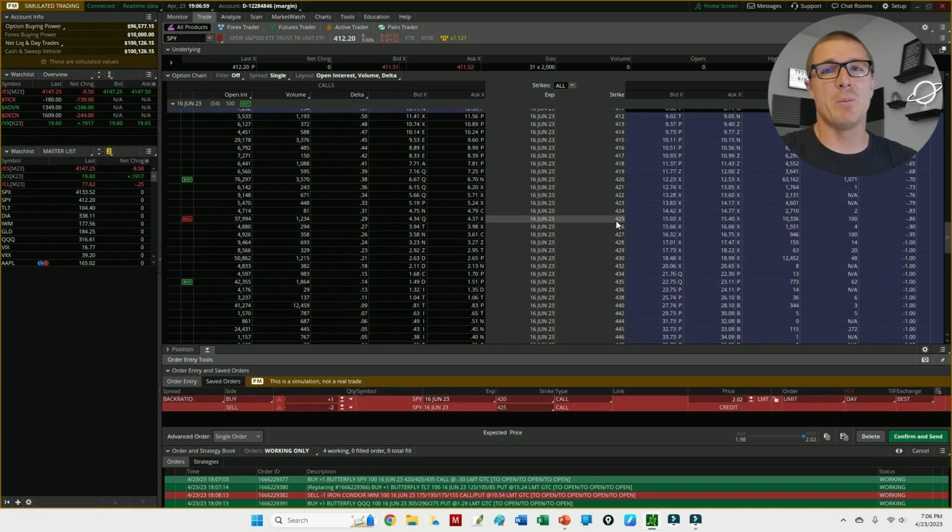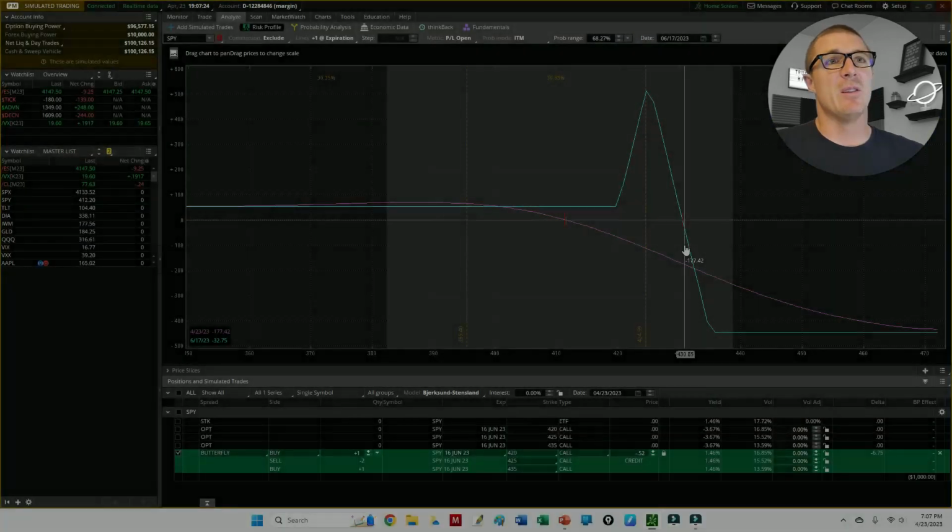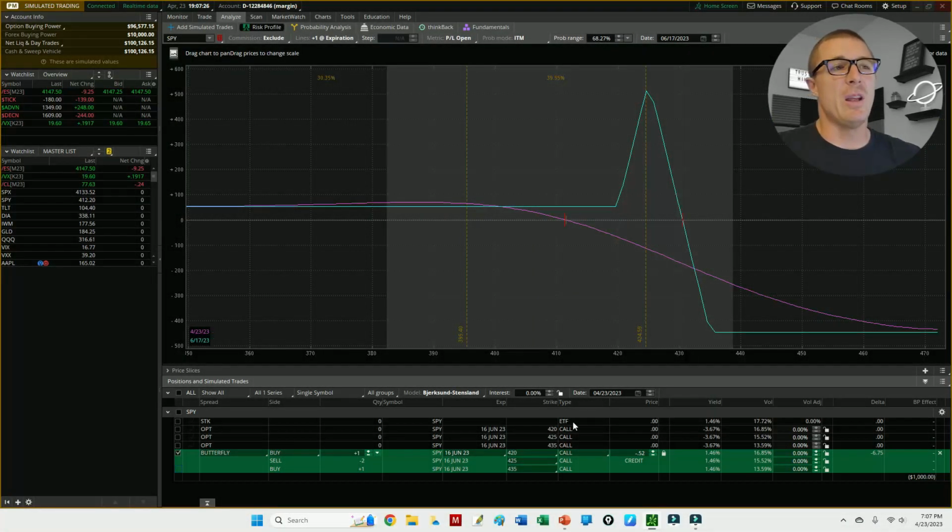So I'm doing a broken wing butterfly here. That's 5 points wide, and then you can see I went 10 points wide for the other one. So I bought the 420, sold 2 of the 425, and then bought the 435, and that comes out to a 52-cent credit. So you see, as long as the market doesn't go above 430, really above even my short strike, so that's kind of nice.